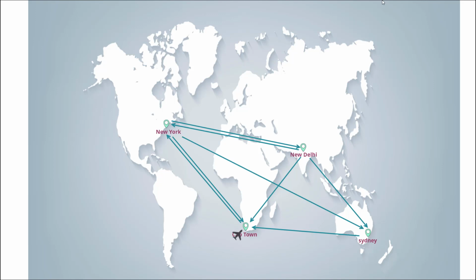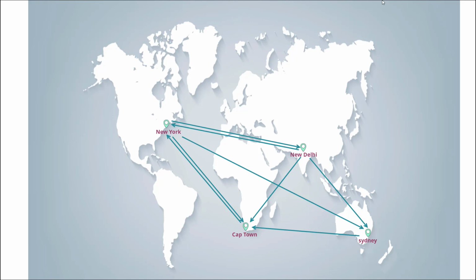Notice that the rest of the cities don't have a direct connection between them. But you can reach any city by passing through other cities. For example, there is no direct route to New Delhi from Cape Town, but you can reach New Delhi through New York. You can also notice that there is more than one way to reach a city.